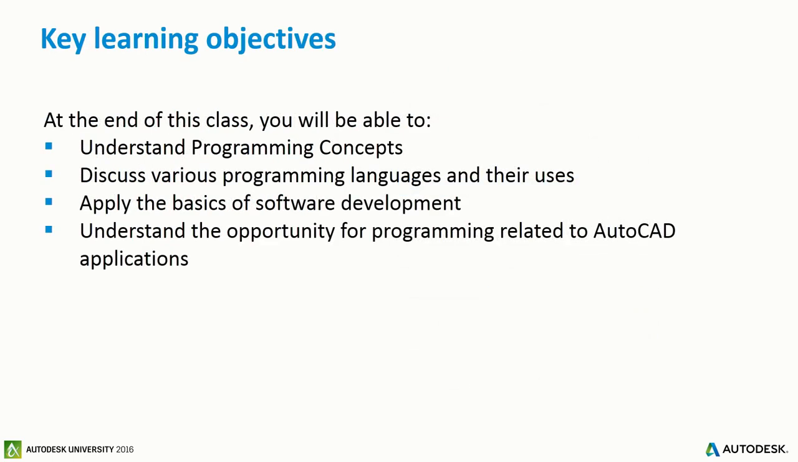So in that, we'll get to our key learning objectives. Like I mentioned earlier, we're going to look at the basic building blocks of object-oriented programming and some of those fundamentals. We're going to discuss various programming languages and their uses. We're going to look at the basics of software development and what that process generally looks like. And then we're going to talk a little bit about the opportunity for programming as it pertains to AutoCAD applications.